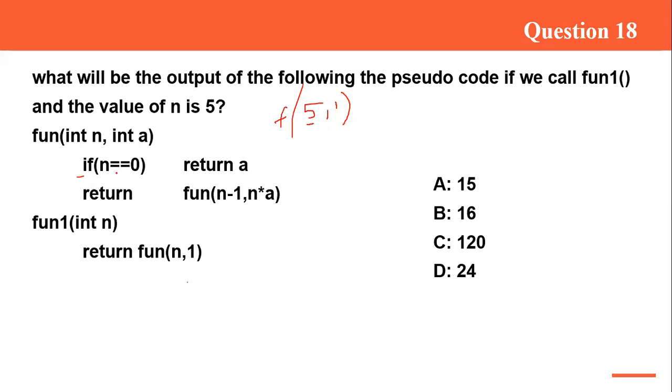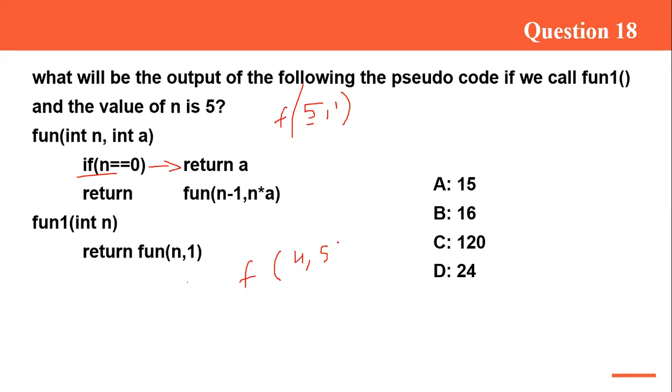Out of if means what? If, straight line we have to consider. If n equal to 0, return a. If not, out of if it is return fun of n minus 1 comma n into a. It is not else, directly out of if. Now out of if, what is the return? F of, inside this we are again calling the function with n minus 1, which means 5 minus 1, that is 4, comma 5 into a. N into a, right?